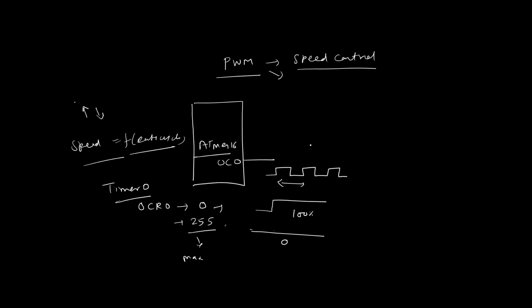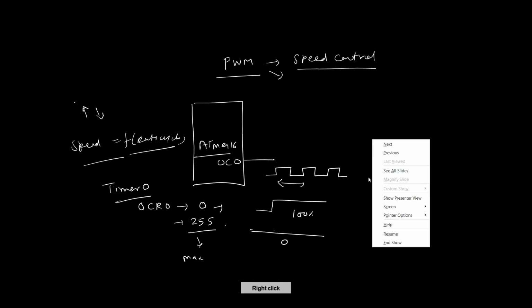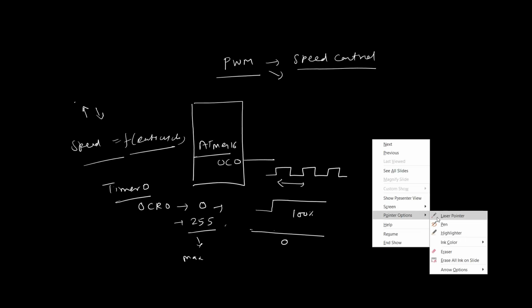Next, let's understand the connection diagram. We have PWM available on the OC0 pin, and to drive the motor, we need a motor driver IC, L293D. The driver IC L293D can drive two DC motors. So we have two inputs, IN1 and IN2, and one enable input.